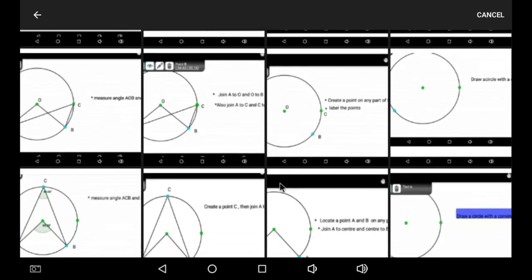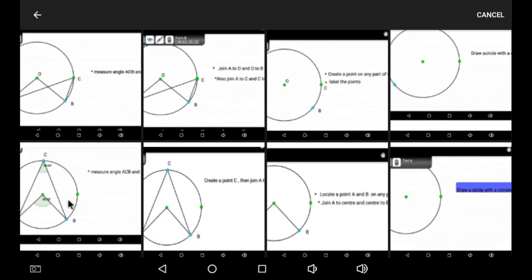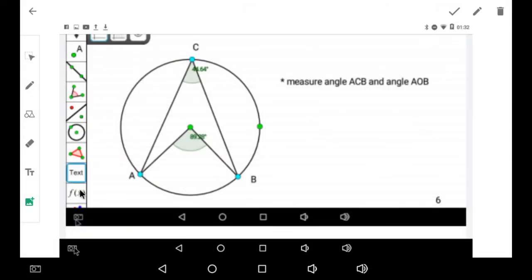So we're going to measure angle ACB and angle AOB. Our measurements are going to be different from mine because we'll be having different diagrams, since you just drew it with any convenient radius. Okay, so we're done with one aspect of it. So we'll continue.